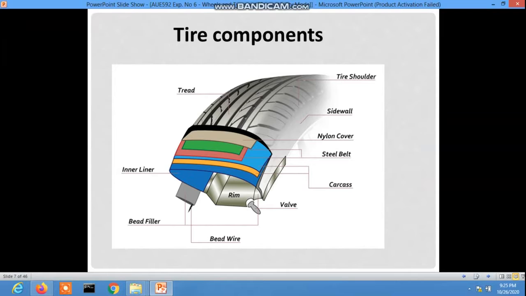The tire is placed upon the rim, and some valves are located here, and the tire with this part, the bead wire or bead filler, is placed in the rim section.